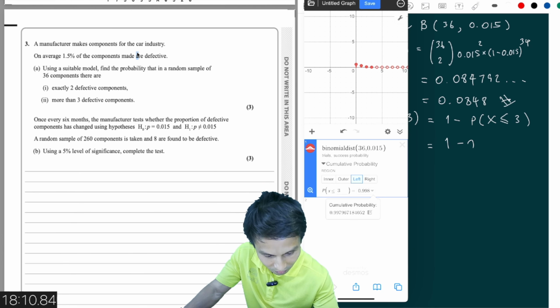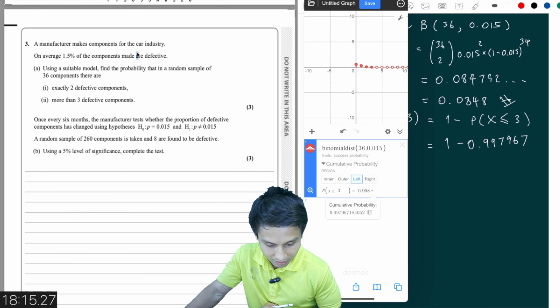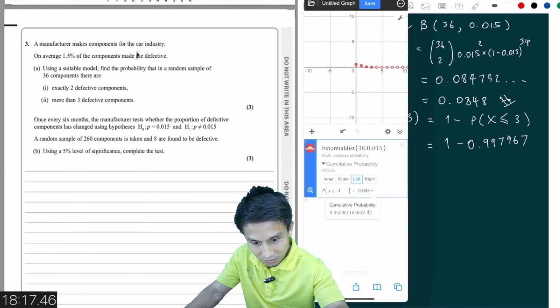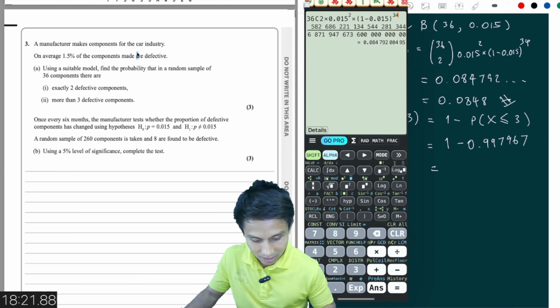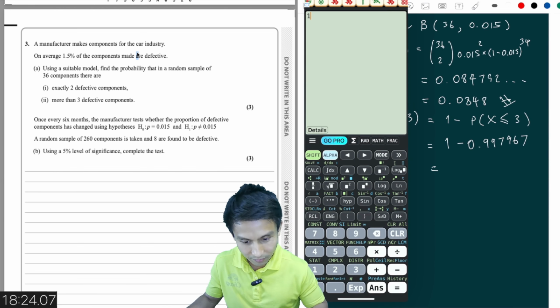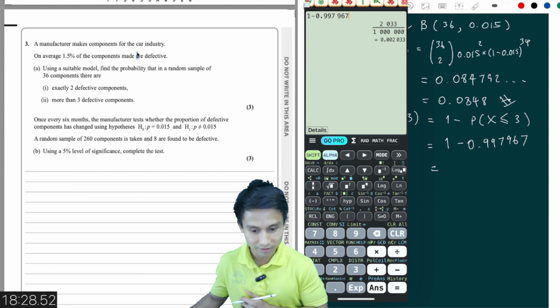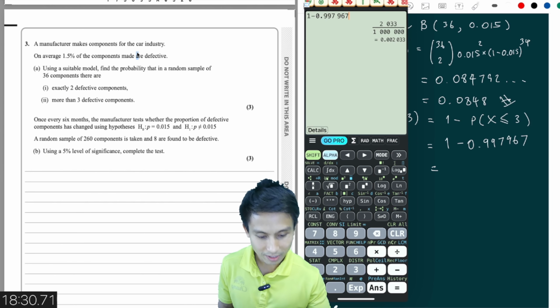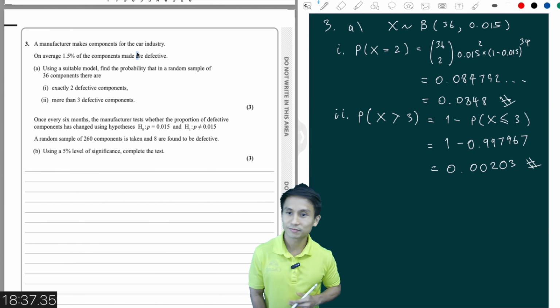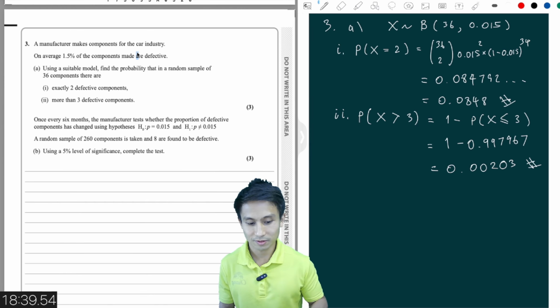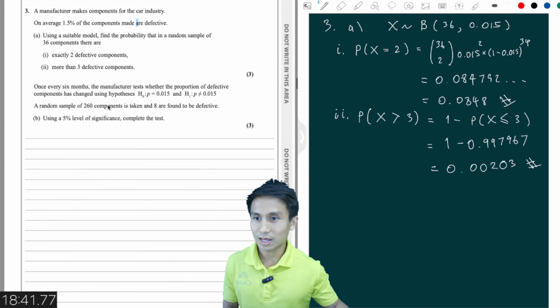So 1 minus 0.997967. Okay, and yeah, so we're just going to use a calculator to do that math. 1 minus 0.997967. Yeah, and I'm going to round that to 0.00203. I think that's fine. Okay. And now part B.